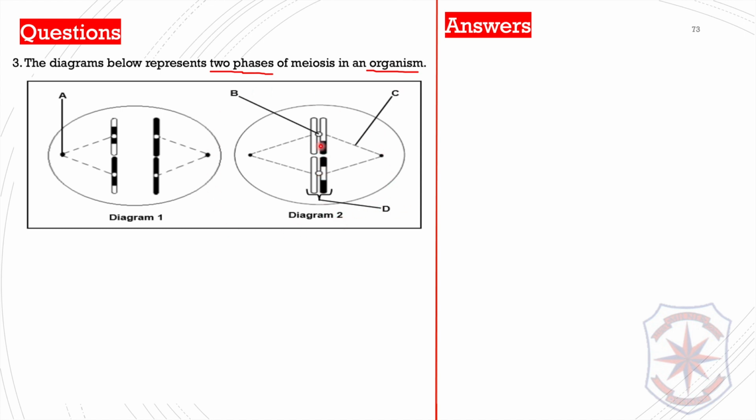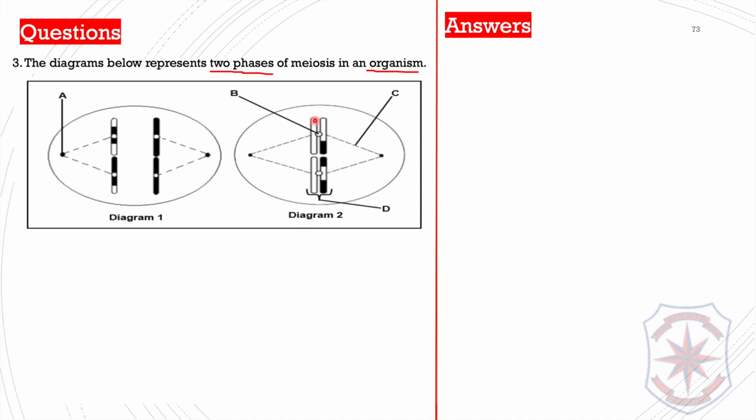We have single chromosomes that are aligned, or individual chromosomes that are aligned at the equator of the cell. Remember, the word equator just means the middle of the cell. And spindle fibers are attached to the centromeres of the individual chromosomes. Now, which phase is that? We know that we have two phases where chromosomes are aligning at the equator. If they were aligning at the equator in homologous pairs, it would be metaphase 1.